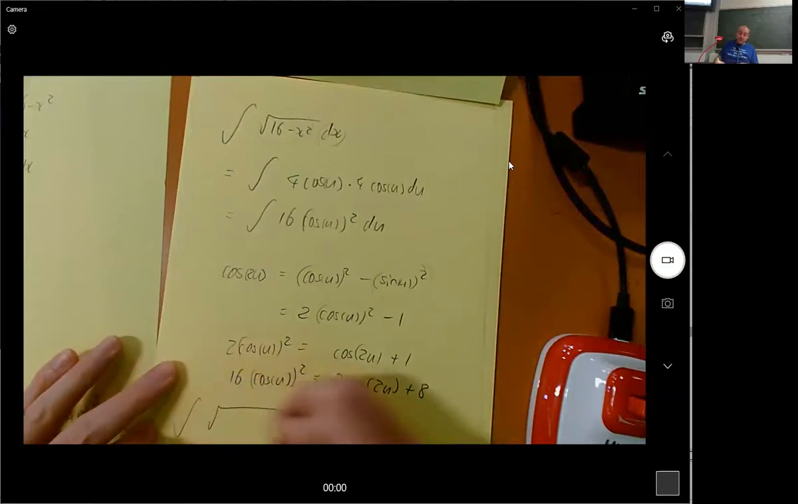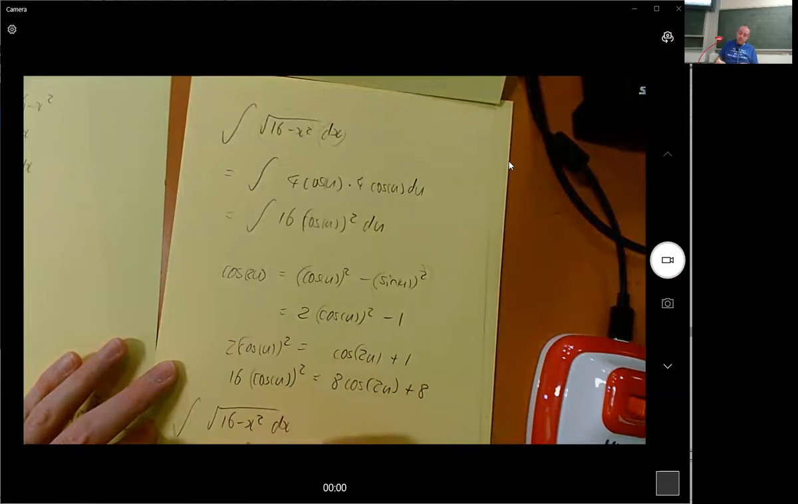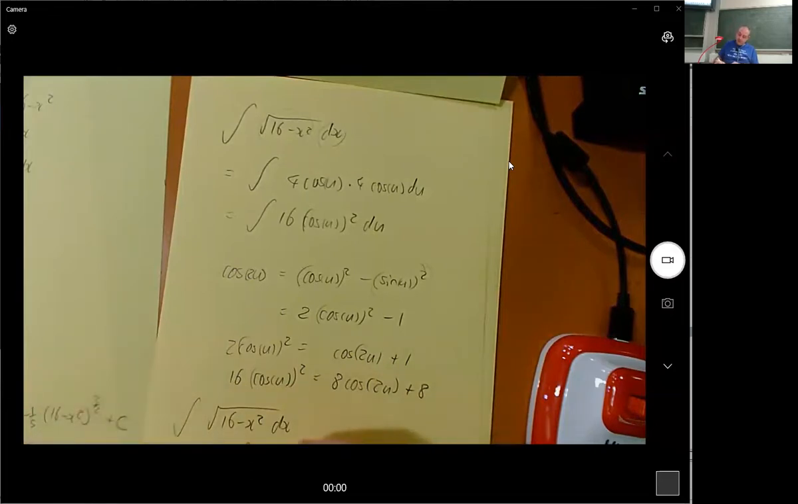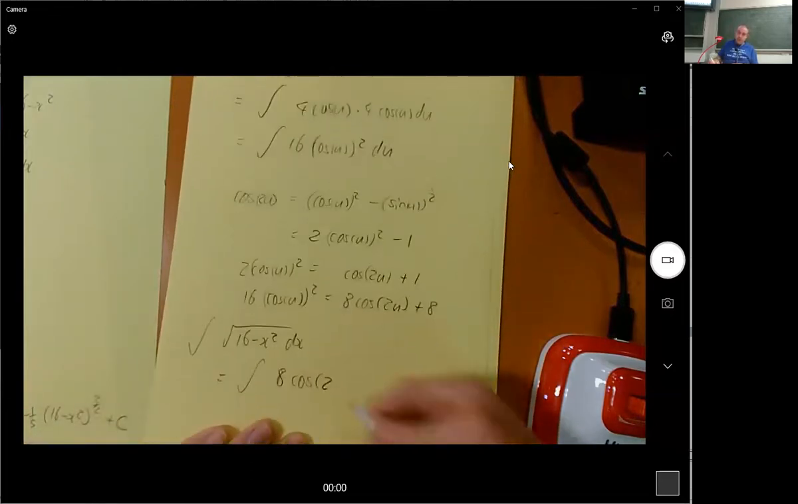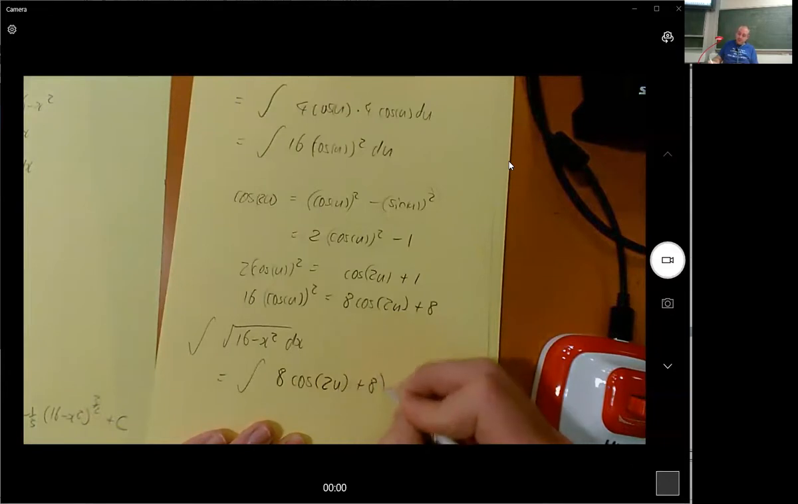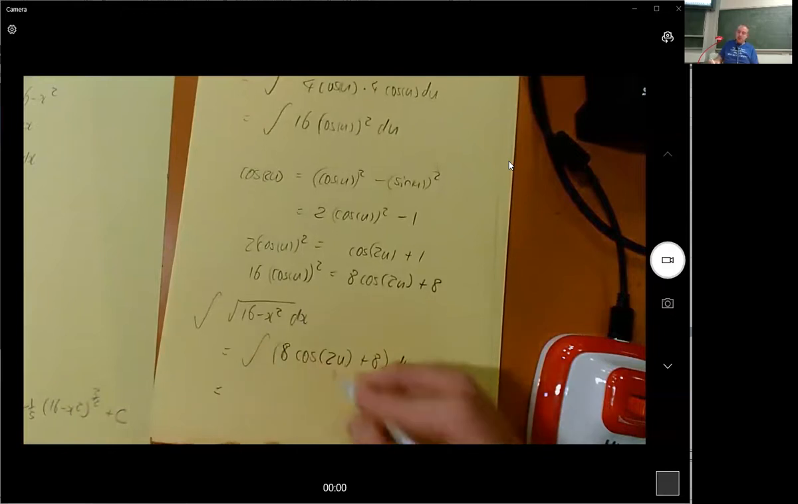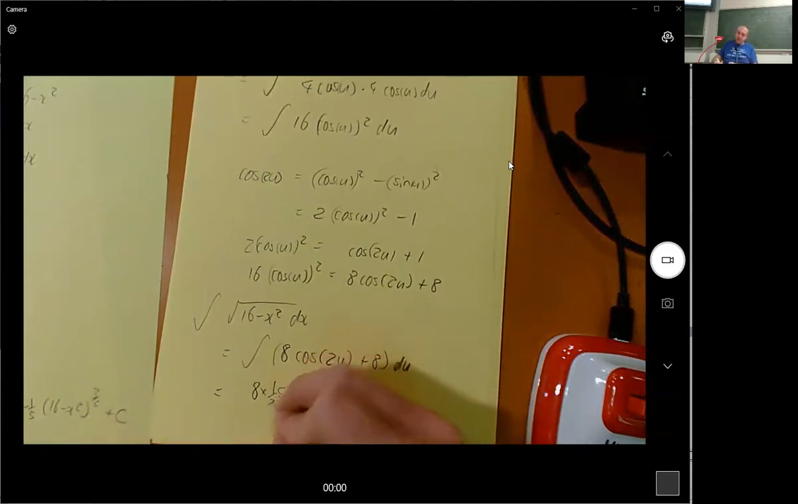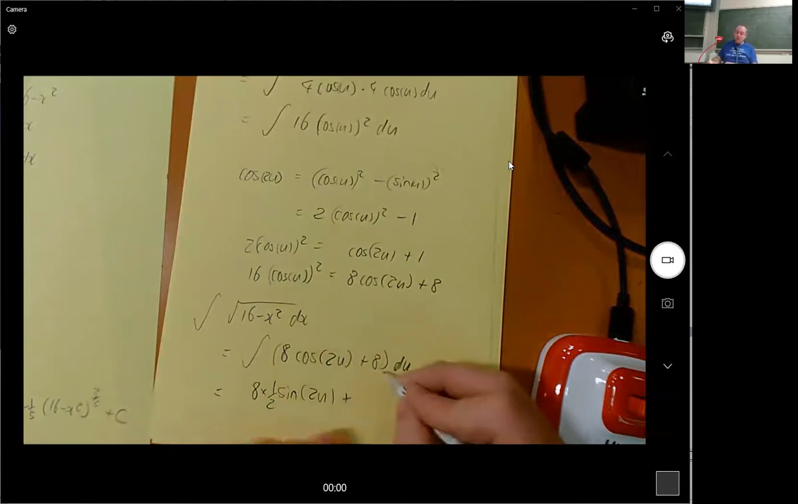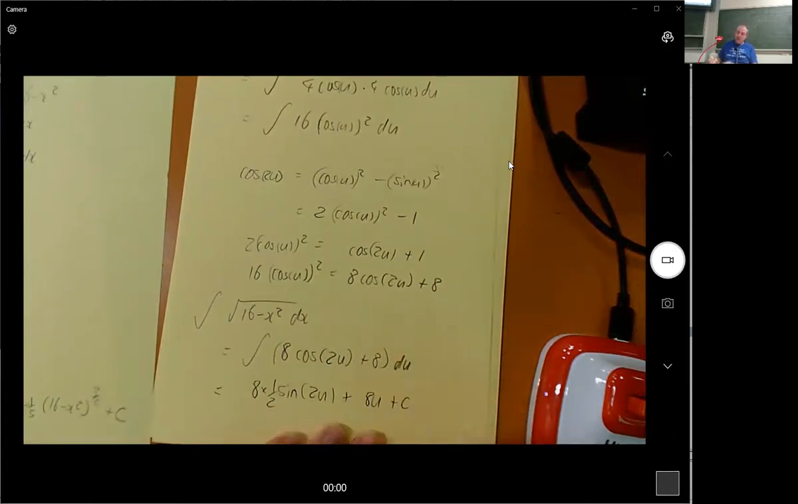So my integral is now 8 cos of 2u plus 8. So this bit, the 8 will still be there because it's multiplied on. The integral of cos is sine, but because it's a 2u instead of a u, I'll have to divide by 2 as well. And then the integral of 8 is 8u. So we're doing really well.